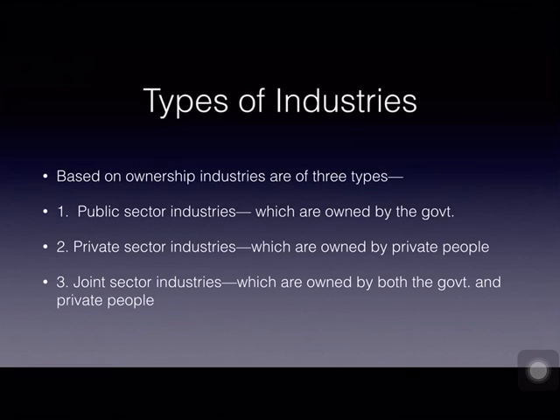And the best example for these joint sector industries is Oil India Limited. It is the name of a company. This is the best example for joint sector industries. Joint sector means owned by both the government and private people.